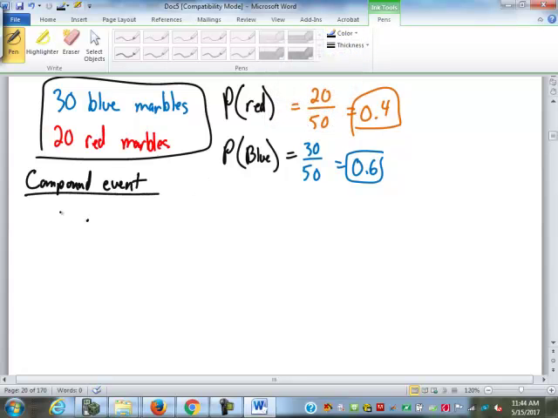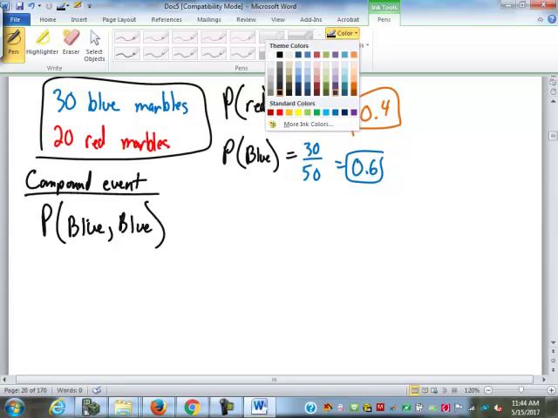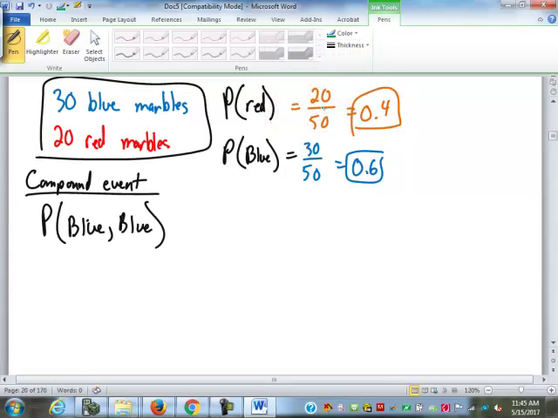If I ask, what is the probability of reaching into that box, drawing out a blue marble, and then drawing out another blue marble? Well, it doesn't look that complex, but there is actually another question we have to answer before we can find that probability. And that question is: is the first marble put back?